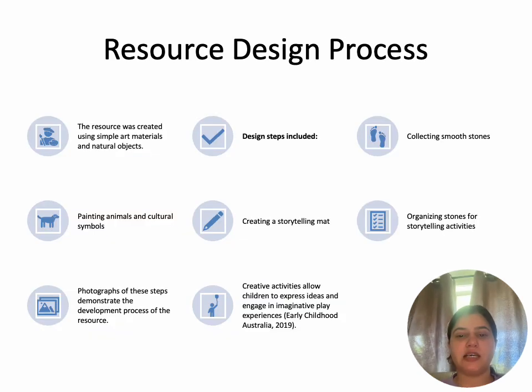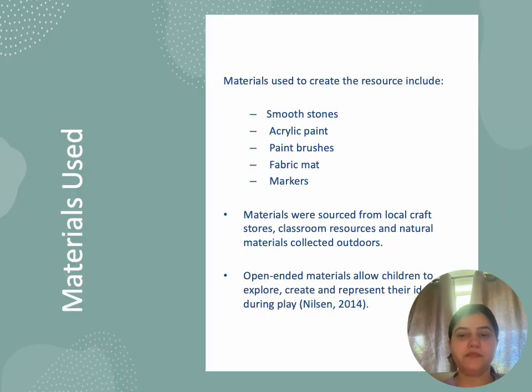Resource design process. Simple art materials and natural items were used to come up with the resources. The actual design process consists of gathering smooth stones, painting them with animals and cultural symbols, setting up the storytelling mat, and setting up materials to be used by the classroom. Art and storytelling are creative learning experiences that allow children to share their thoughts and use their imagination to play (Early Childhood Australia, 2019). Such experiences also promote the emotional well-being of children as well as active involvement in learning.